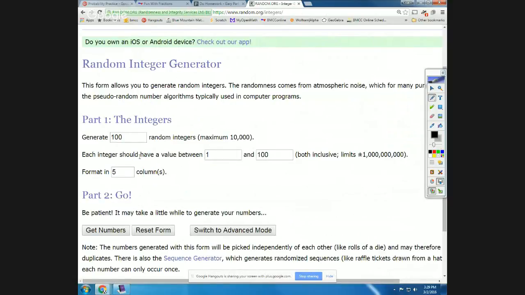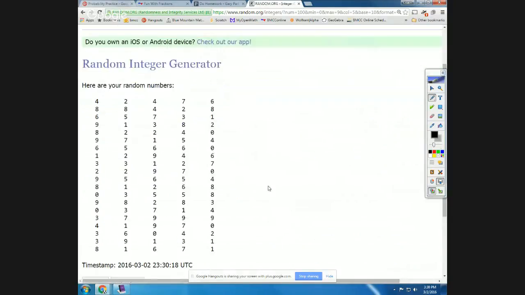I remember. So here I might say I want integers from, now here we're looking at digits, right? What are our digits? 0, 1, 2, 3, 4, 5, 6, 7, 8, 9. We have 10 digits, right? So I tell them, give me an integer between 0 and 9. And maybe I want 100 of them. Maybe I don't want that many. Column format is just to make it look pretty, and then I hit get numbers. And so here's my random digit table.